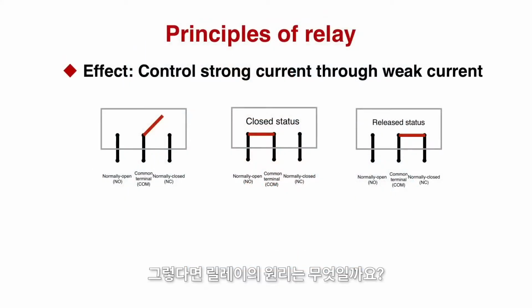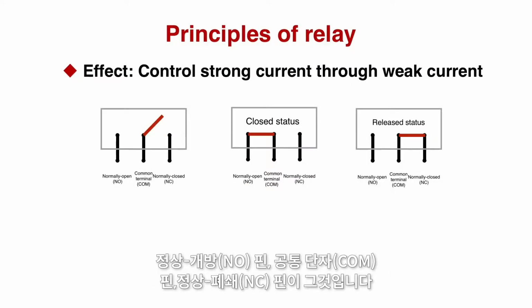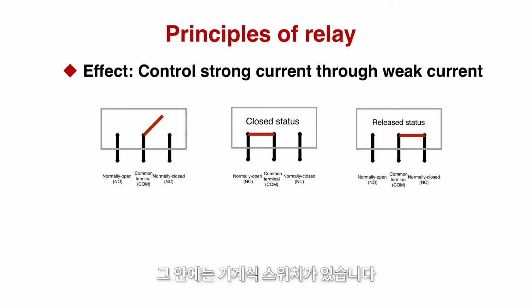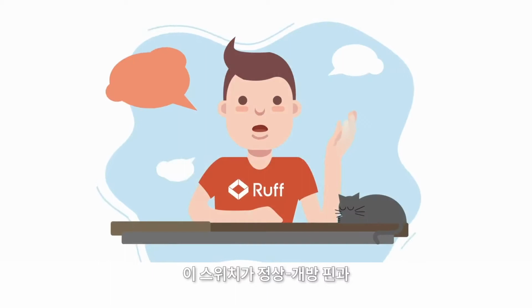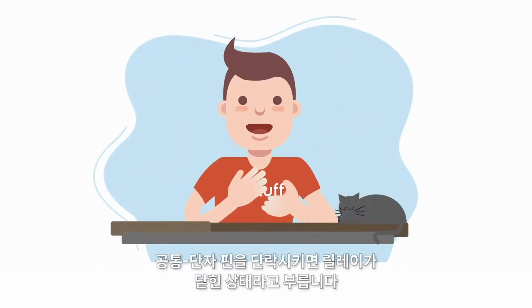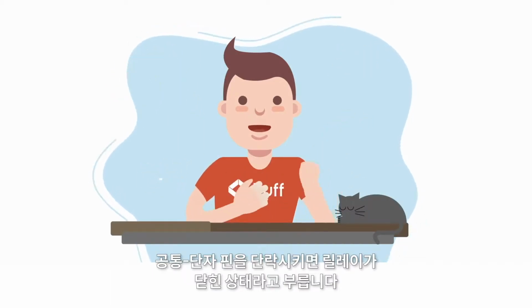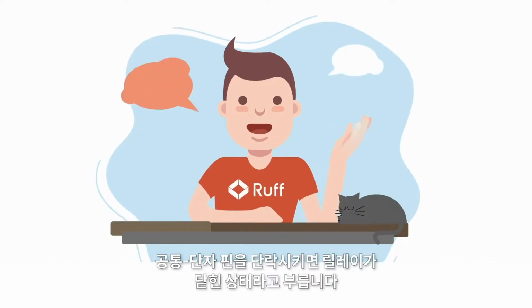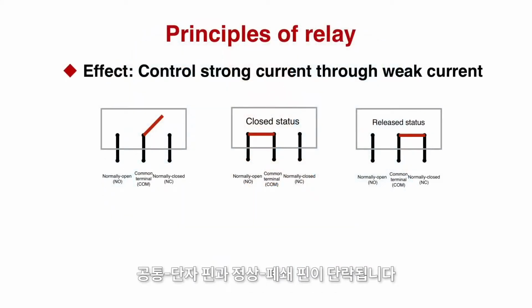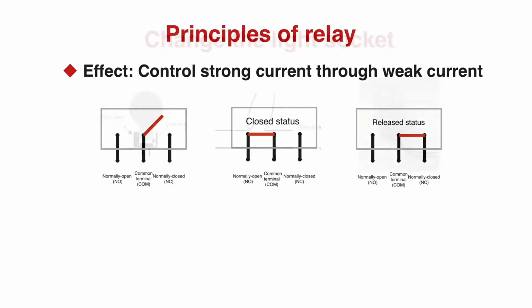Then what is the principle of relay? As we see in the left diagram, the relay actually has 3 external pins, which are the normally open NO pin, the common terminal COM pin, and the normally closed NC pin. Inside it, there is a mechanical switch. When we say the relay is in a closed status, we actually mean that the switch has its normally open and common terminal short-circuited. After being released, this switch will short-circuit the common terminal and the normally closed terminal.